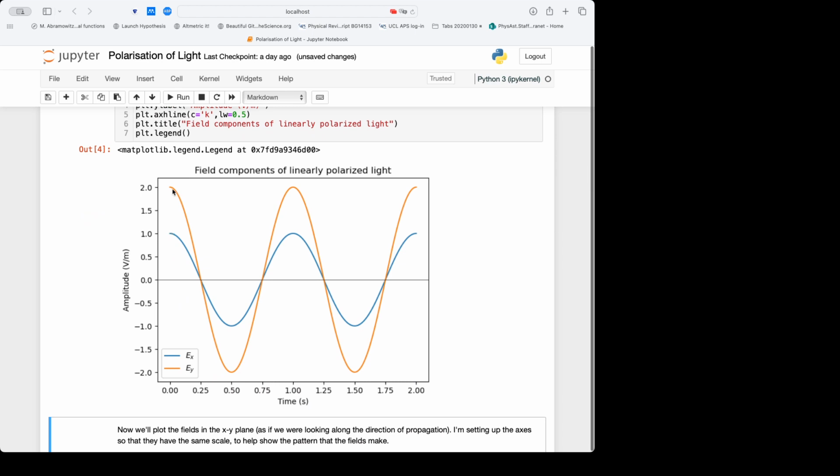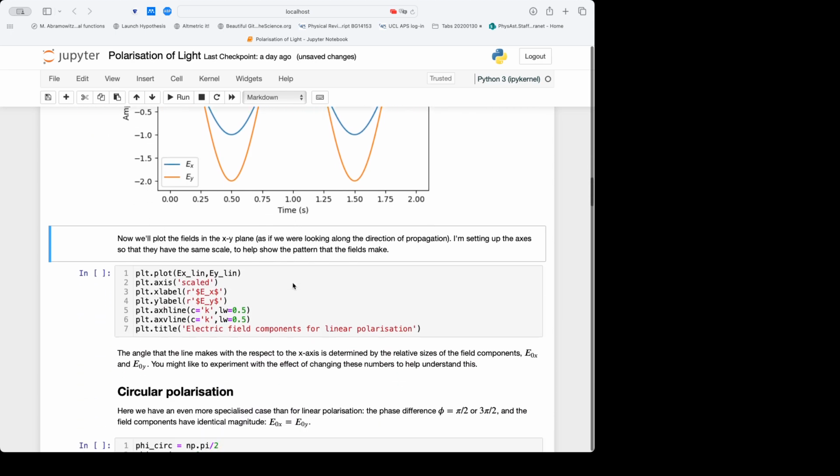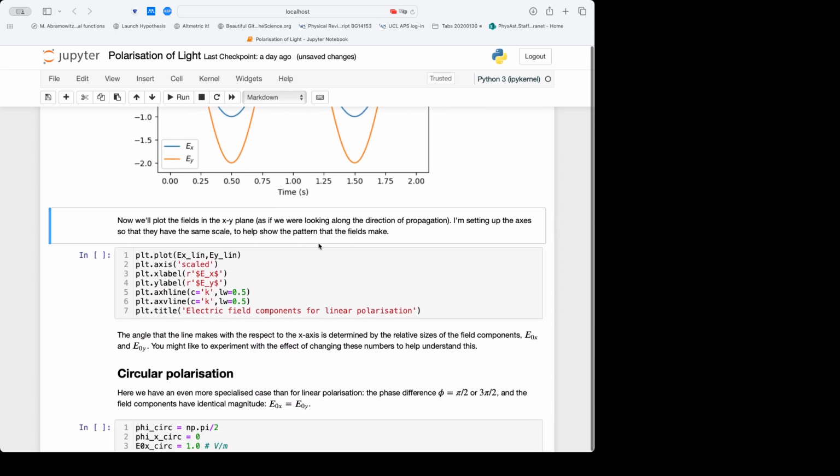They're both at the maximum point at the same time. They both pass through 0 at the same time. They pass through the minimum point at the same time, and so on. So this is plotting the two components individually against time. What we want to do when we're thinking about polarization actually is to plot the fields in the xy plane. So what that means is we're going to be plotting, for all points t, the position of the field vector tip in the xy plane.